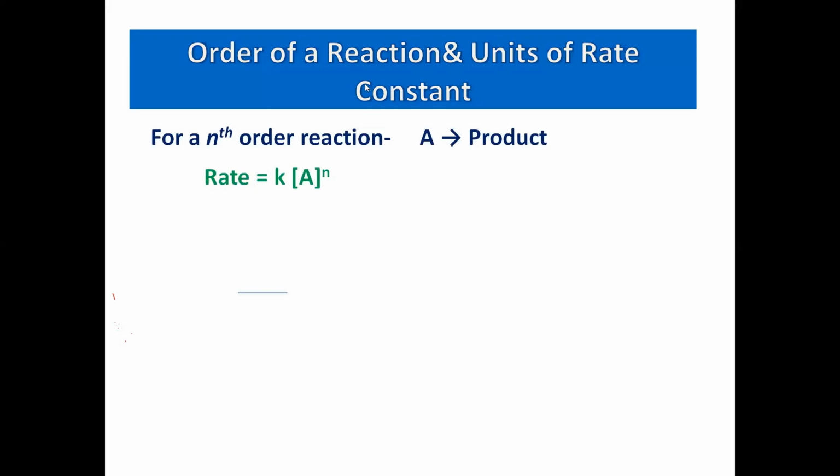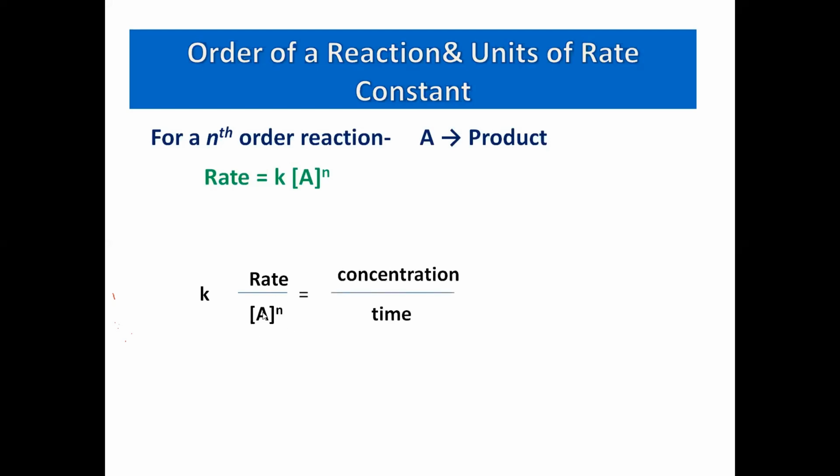Now I need to calculate the units of the rate constant. So what can I do? I will keep the rate constant on one side and take the rate divided by A raised to the power n. So rate divided by A raised to the power n will give you the unit of the rate constant k. Now we know that rate is always concentration divided by time. Rate is always given by what? What is the unit of rate? The unit of rate is concentration divided by time, right?